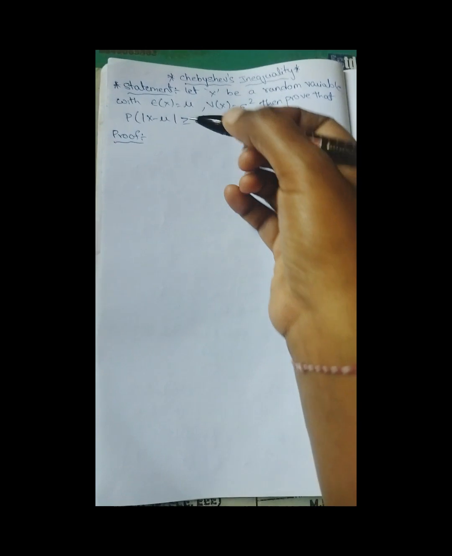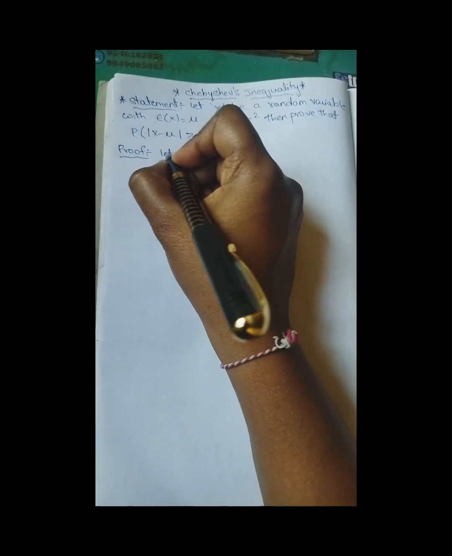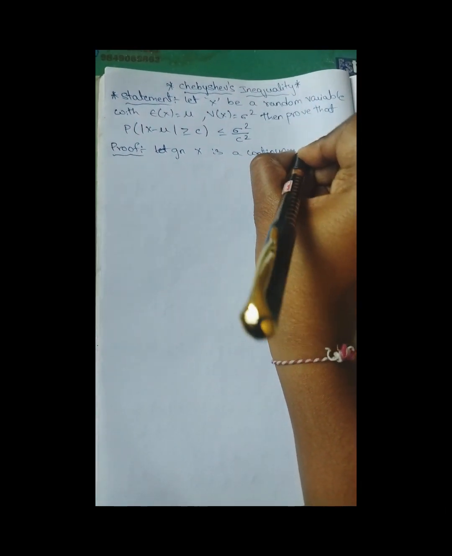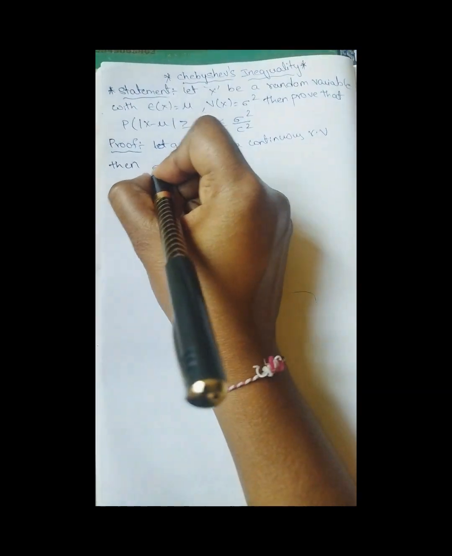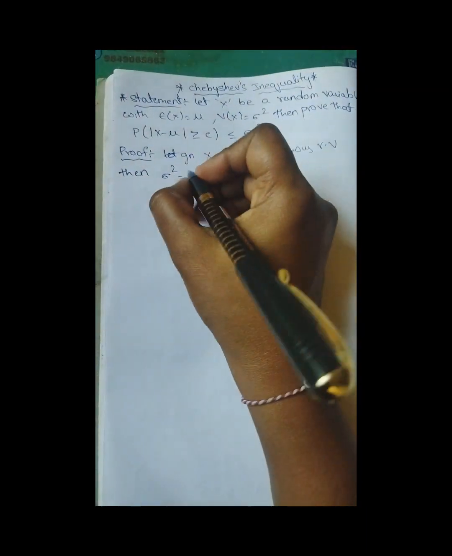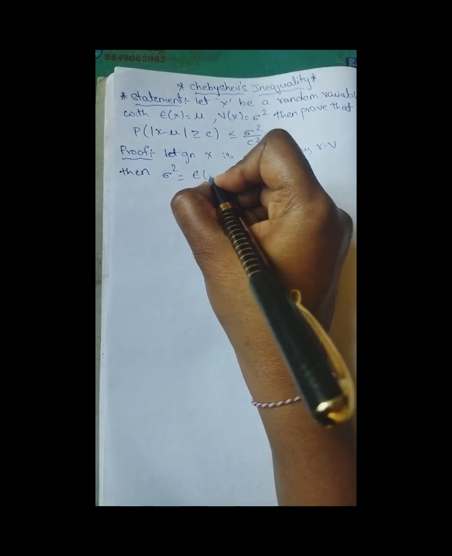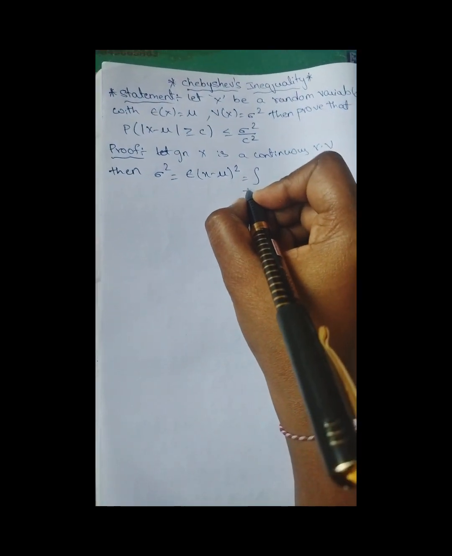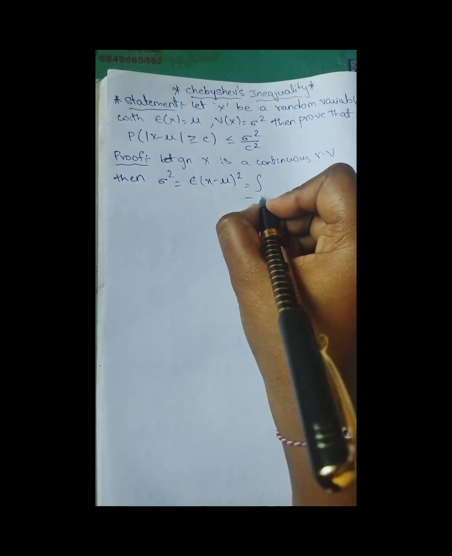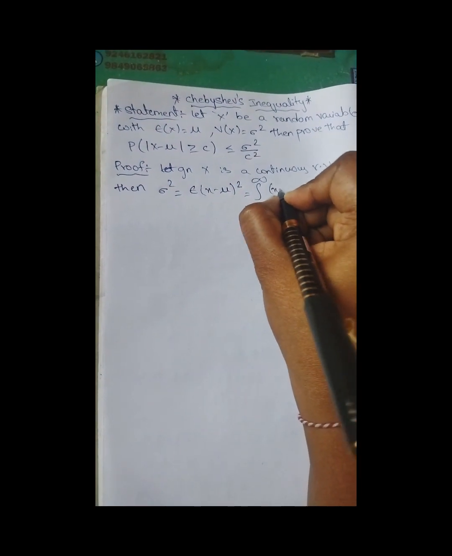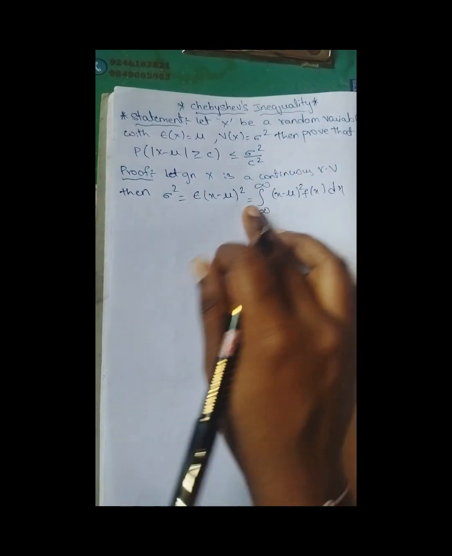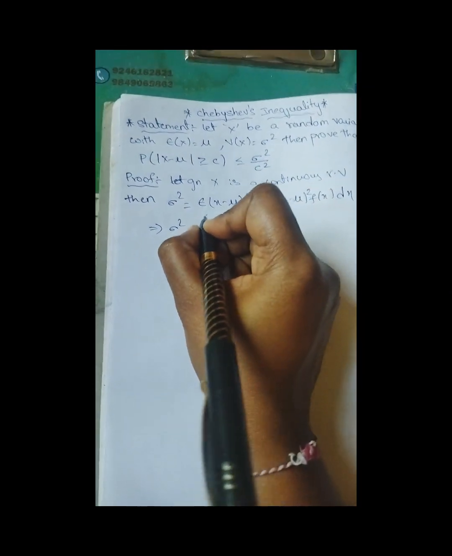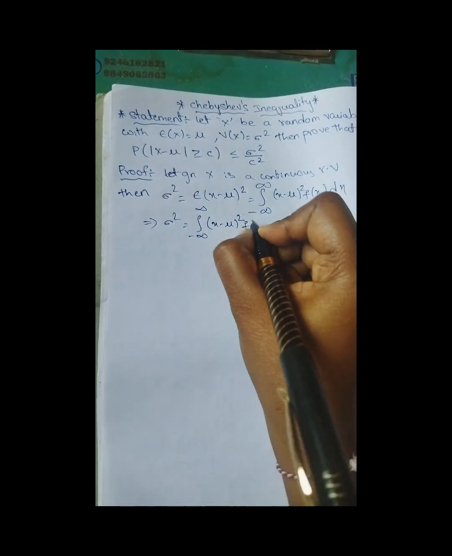So, we'll start the proof. What is X given? Given X is a continuous random variable, then sigma square, we are writing in terms of expectation, sigma square equal to expectation of X minus mu whole square, which is equal to the integral. This expectation we are writing in terms of integration, that means the probability density function: integration from minus infinity to plus infinity of X minus mu whole square f of x dx. So now sigma square equal to, directly writing the PDF, integral from minus infinity to plus infinity of X minus mu whole square f of x dx.